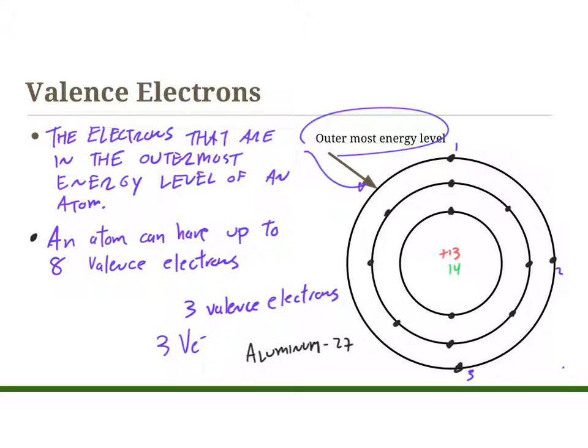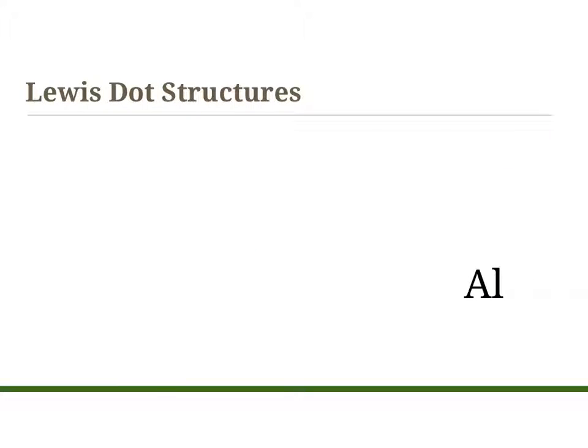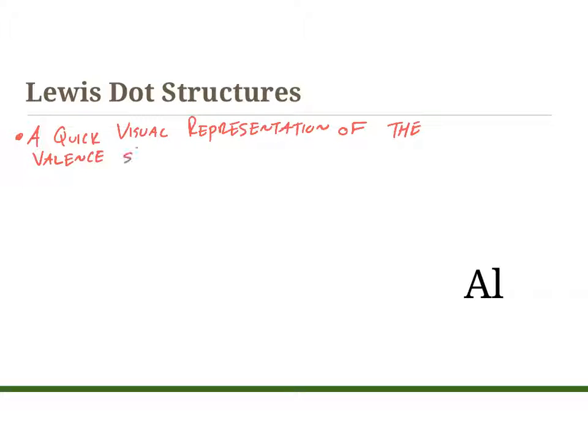In the outermost energy level there were 3 valence electrons. And the reason why that's important is because we're going to be asked to draw something called Lewis dot structures, and Lewis dot structures are a quick visual representation of the valence shell of an atom.